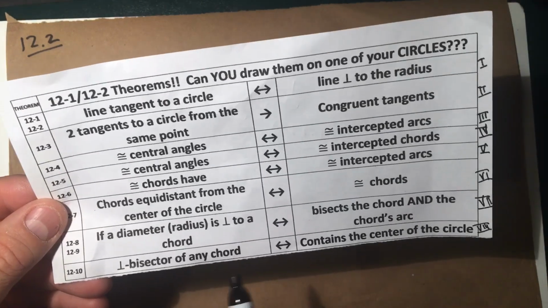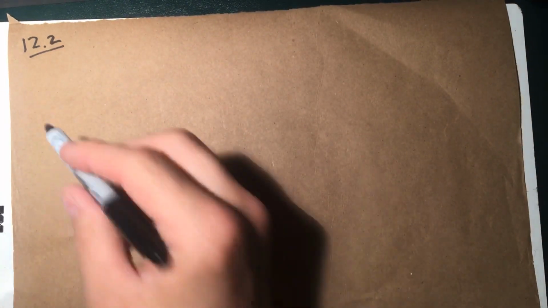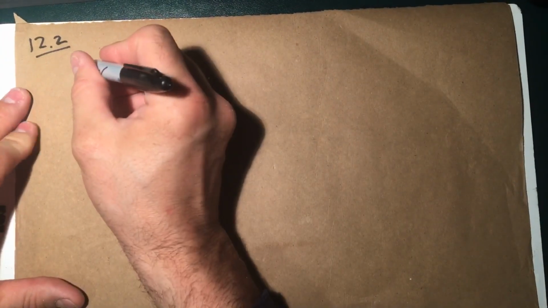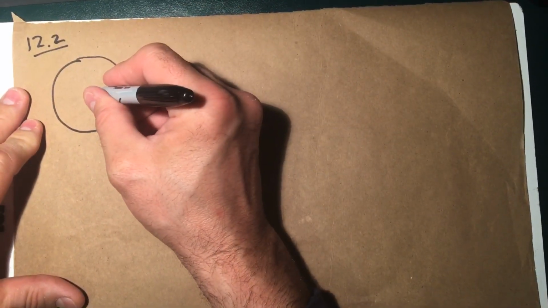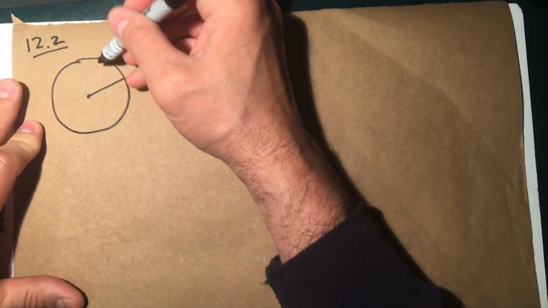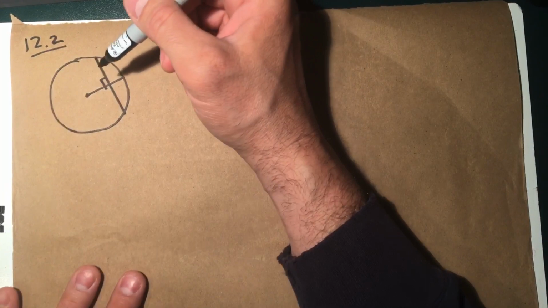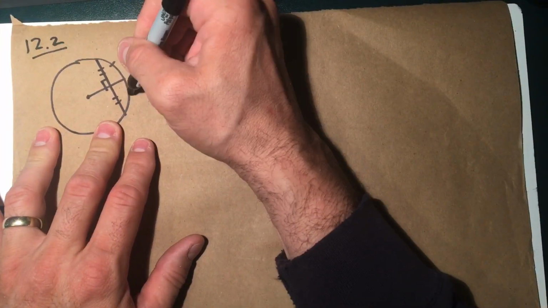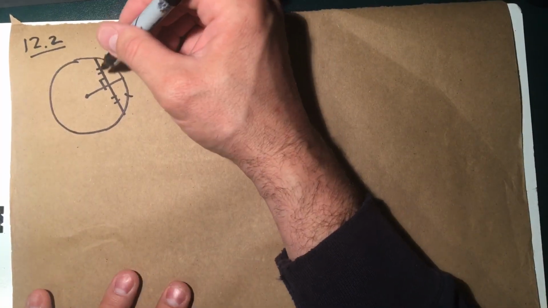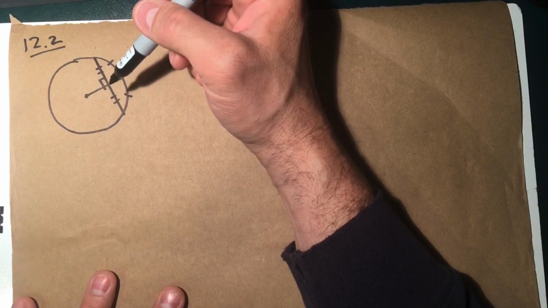Diameter perpendicular to chord cuts it in half and the arc, and the perpendicular bisector has the center. So if somebody says to you, here's a circle, and here's a radius, and by the way, the radius is perpendicular to that chord, then what do you know? The chord gets split in half, and the arc gets split in half, and this radius is now the perpendicular bisector of that chord, which is pretty cool.